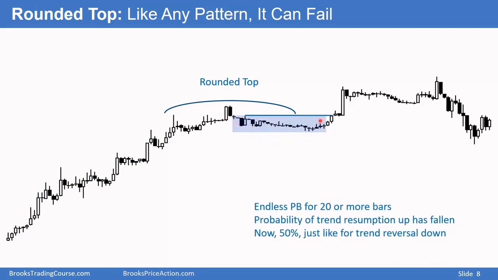Pullback that grows 20 more bars, I stop calling it a pullback because the pullback implies the market will probably resume up. Once the pullback grows to 20 more bars, it's an endless pullback. I call it a trading range. Once I call it a trading range, I am saying that the probability of a bull breakout is about the same as the probability of a bear breakout.